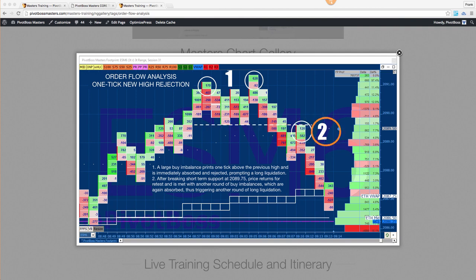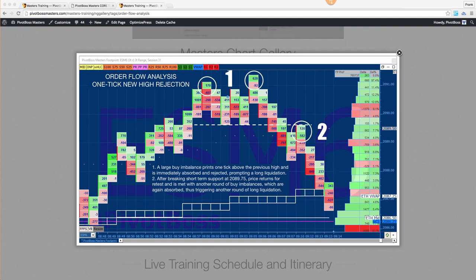So at point 2, this is a high probability entry right there, because when price comes back and you see buy imbalances here, so after you break that short-term support at 89.75, when price returns back to that support and you see buy imbalances at that zone, these late buyers right there get trapped and they become the sellers that lead to the next wave down. And then price drops right into value.